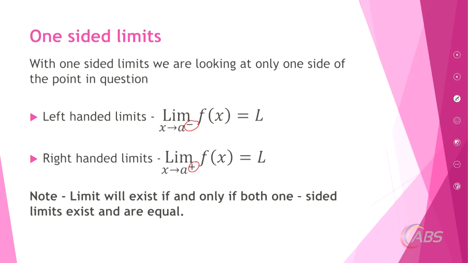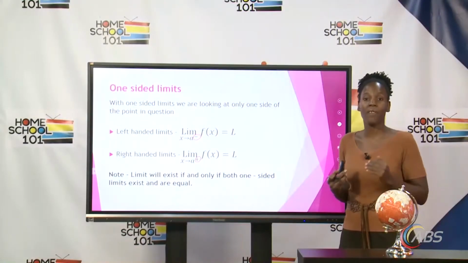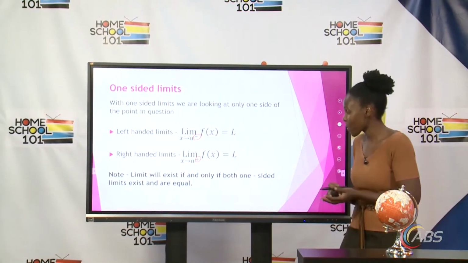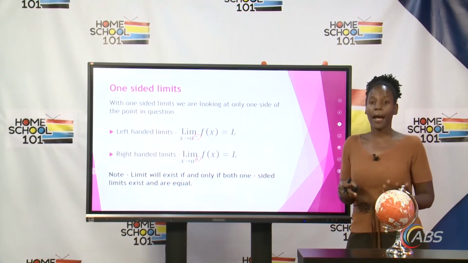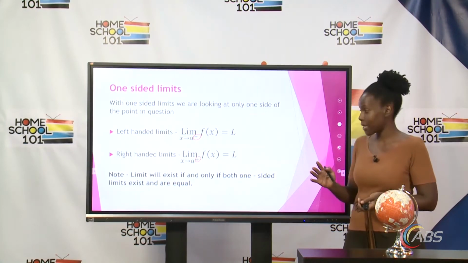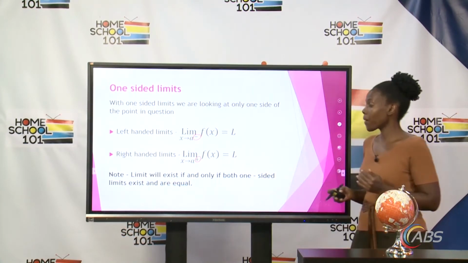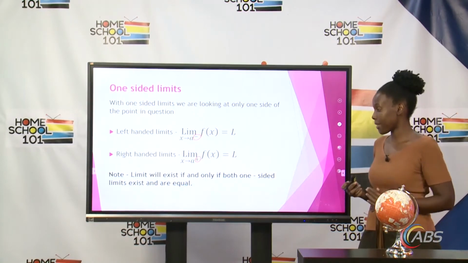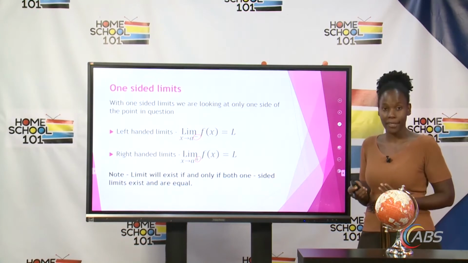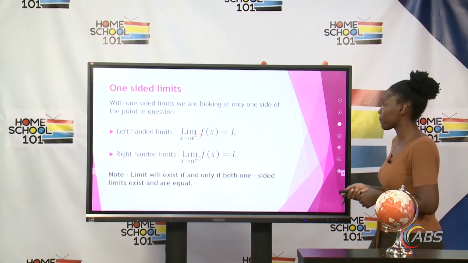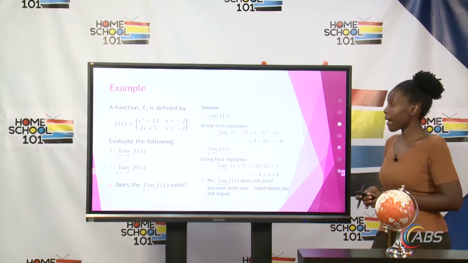Now, the sign does not mean that the values are negative. If I have a negative sign, it means I'm looking at how the function changes as I approach from a value that is less than a. And the positive sign would mean I'm looking at how the function changes as I approach from a value that is greater than a. And when we're evaluating limits, the limit exists if and only if both one-sided limits exist and are equal.